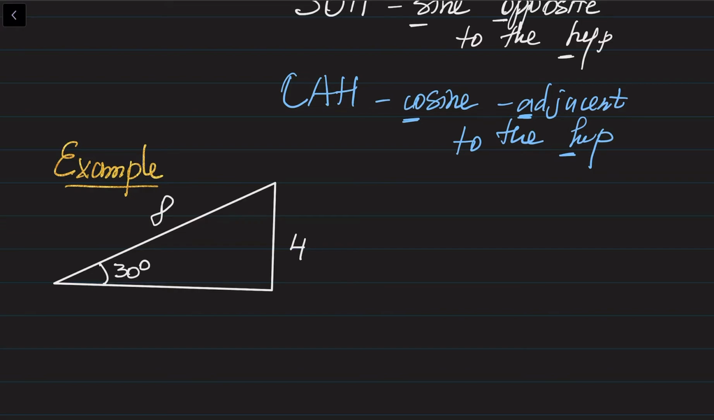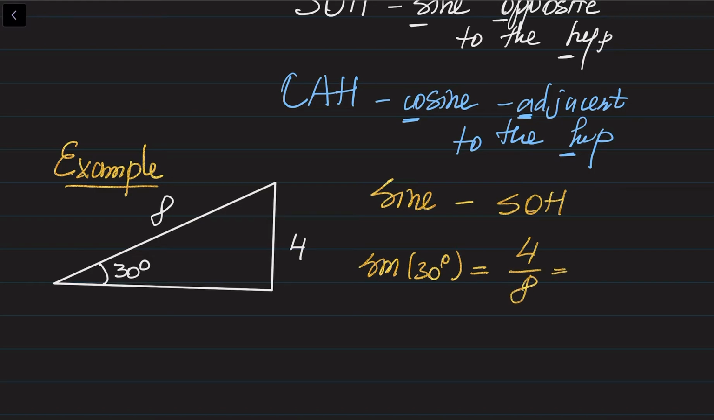And at the same time, let's say I would like to figure out what is the cosine of the 30 degrees. Okay, so in order to apply this, I'm going to use first of all the definition of the sine. So if you remember, the sine can be abbreviated as SOH, right? Sine is opposite over hypotenuse. And the sine of the 30 degrees is going to be equal to the length of the opposite side, 4, divided by 8, which is going to be equal to 1 over 2.